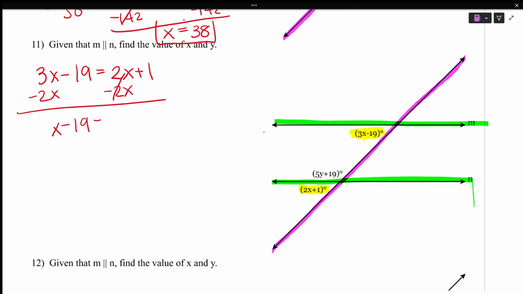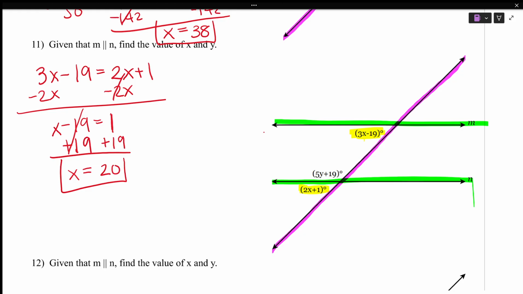X minus 19 equals 1. Okay, add 19 on both sides, and we should get our answer for x right away. Alright, so we know x is 20. Cool.